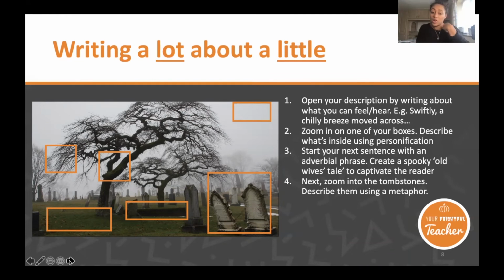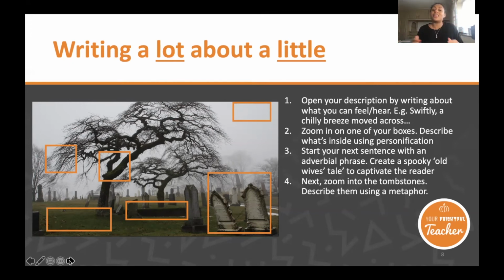I've given you a few little tasks on the side of the screen just to help you if you're thinking, I haven't got a clue how to start this. I know she said vary my sentence starts, but I don't know. So honestly, it's popping up a scene. Number one, open your description by writing about what you can feel or hear. Okay, so starting with using the senses straight away. So swiftly a chilly breeze moved across the graveyard, picking up the leaves and throwing them across something else.